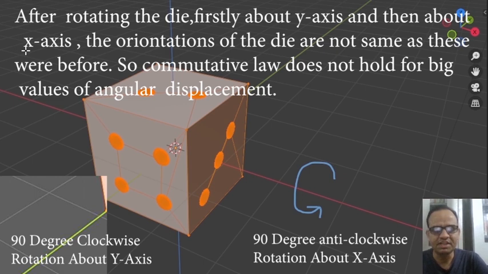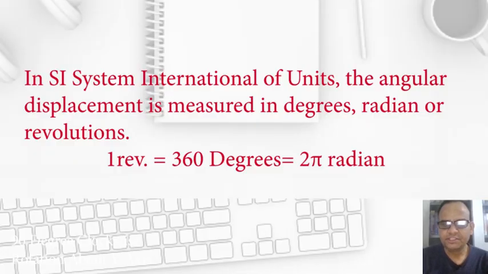So it's clear from this experiment that for greater values of theta, the commutative law of vector addition does not hold good in angular displacement. So for greater values of theta, angular displacement is not a vector quantity. In the International System of Units, angular displacement is measured in degrees, radians and revolutions. Also, 360 degrees is equal to 1 revolution, which is equal to 2 pi radians.